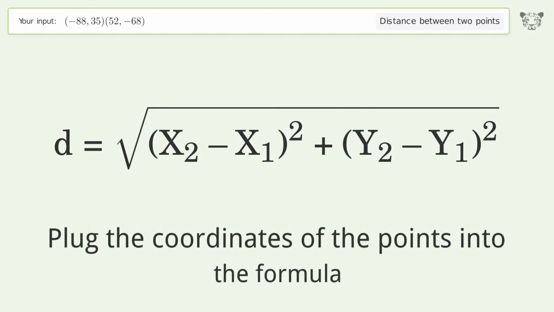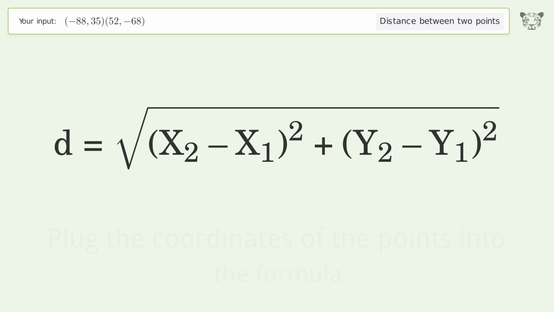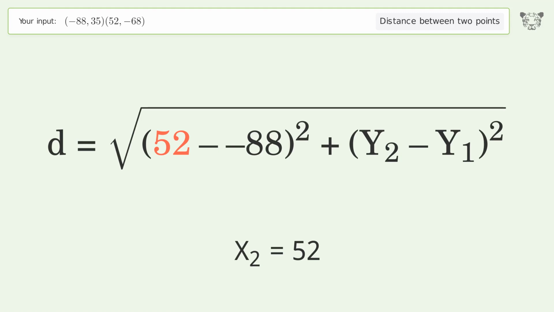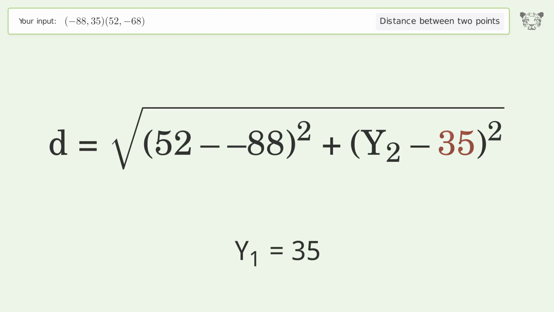Plug the coordinates of the points into the formula. x1 equals -88. x2 equals 52. y1 equals 35. y2 equals -68.